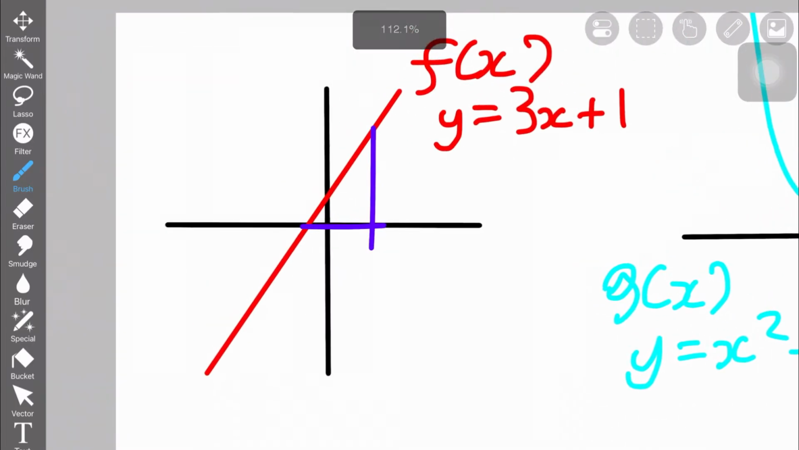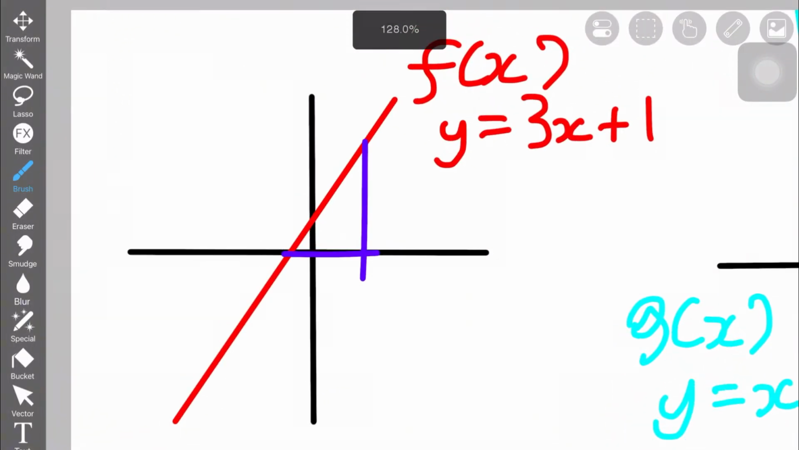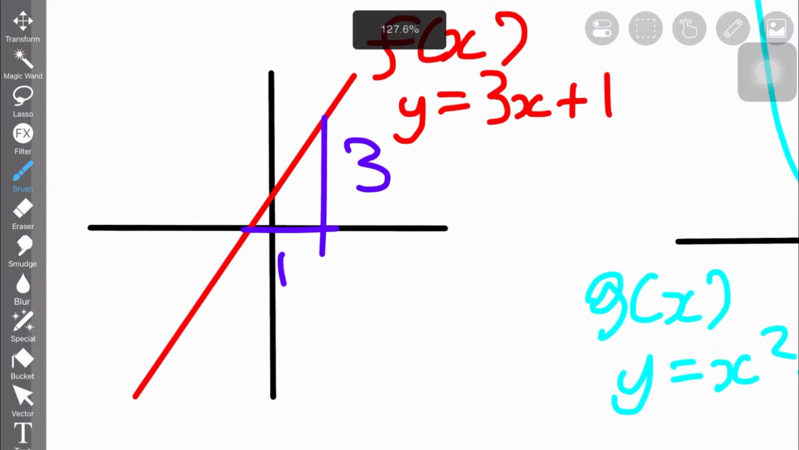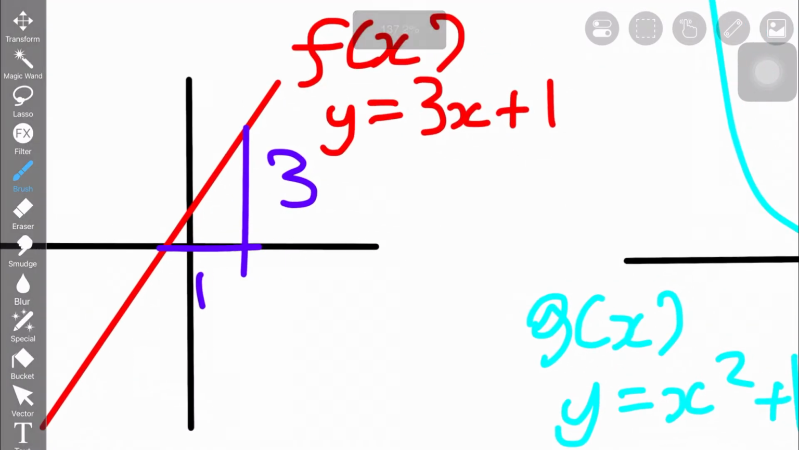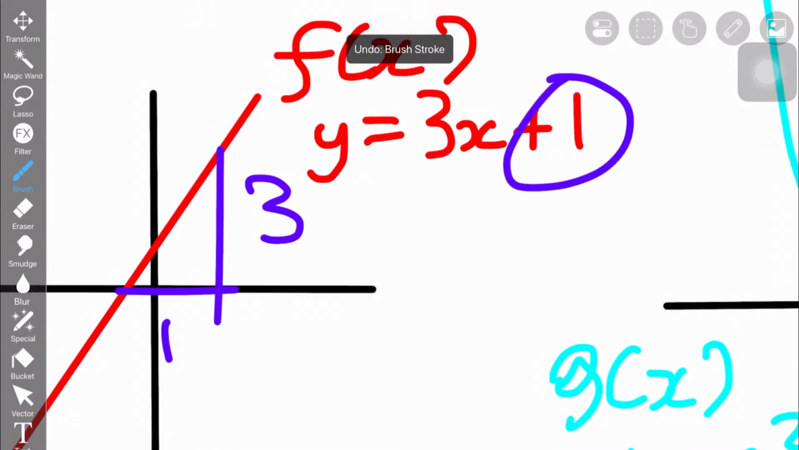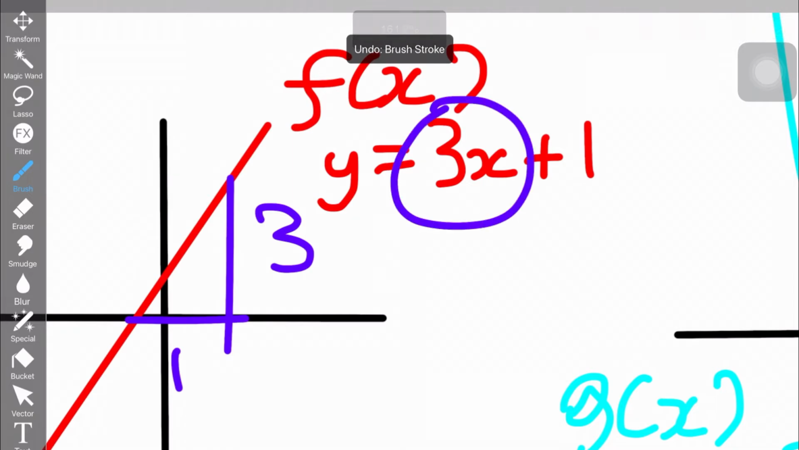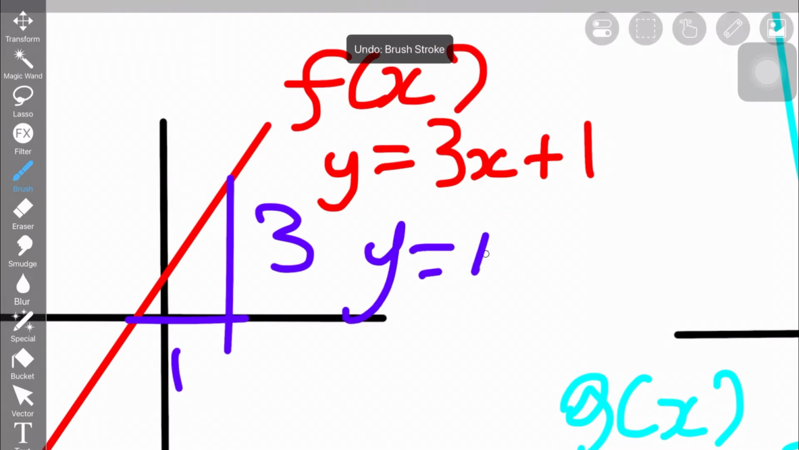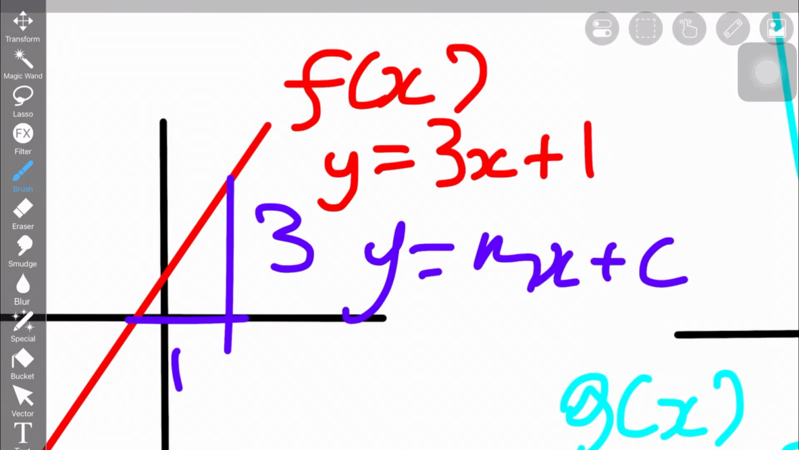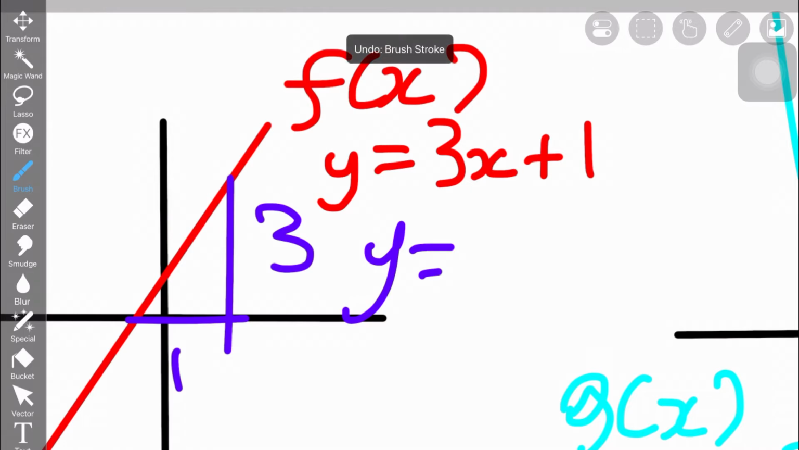So, I draw a right angle triangle here. Let's say y goes up 3, x goes up 1. So when x goes up 1, y goes up 3, then we write it in the form y equals mx plus c. The y-intercept is 1, so stick that on there. y equals 3x plus 1, which is y equals mx plus c. And we have found the gradient of this line.